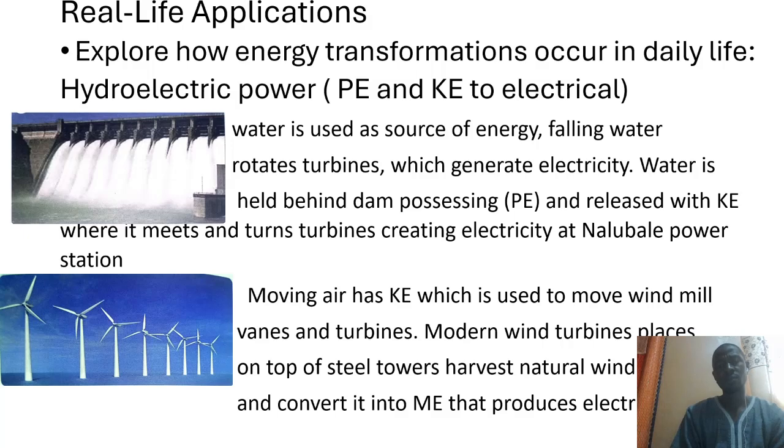We also have windmills. Moving air has kinetic energy, which is used to move windmill vanes and turbines. Modern windmills placed on top of steel towers harvest natural wind and convert it into mechanical energy that produces electricity. These are some of the real-life applications of energy transformation.